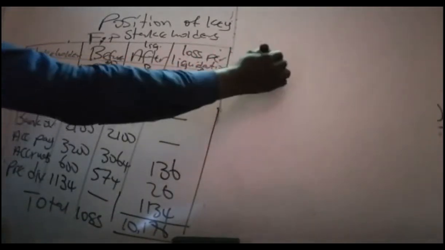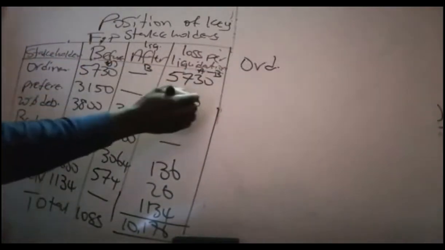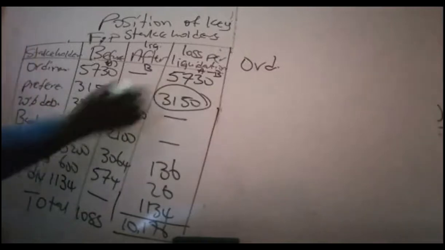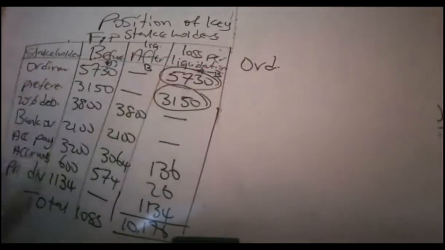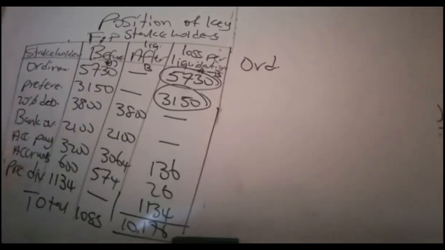Okay, so you write: ordinary shareholders, they will lose all their investment. Preference shareholders, they will lose all their investment. That's the interpretation. They can also ask you to advise the bank overdraft and its position. The bank is not losing anything. Bank overdraft is also not losing anything. That is all.